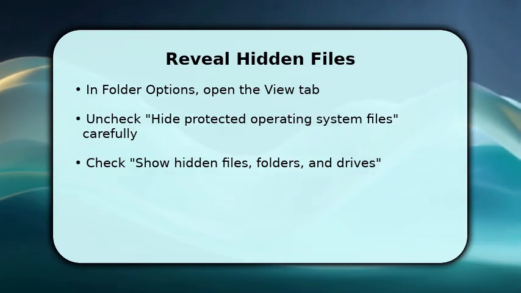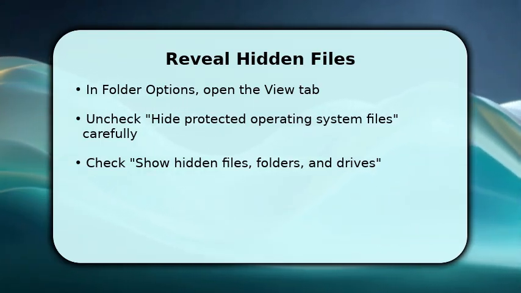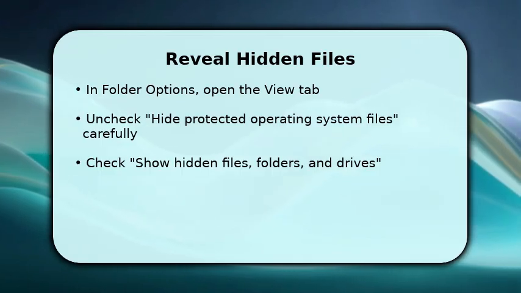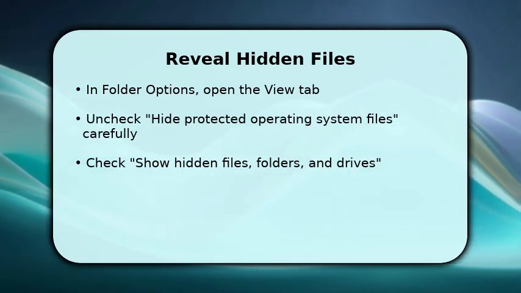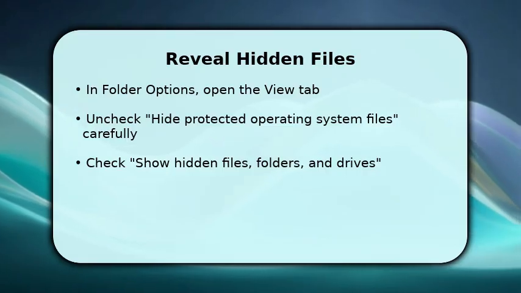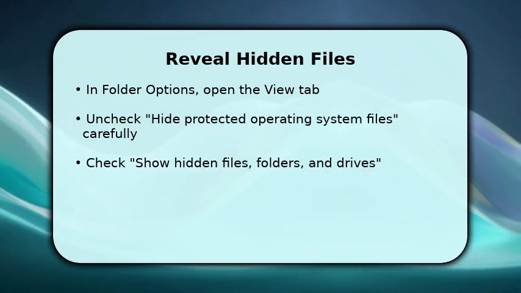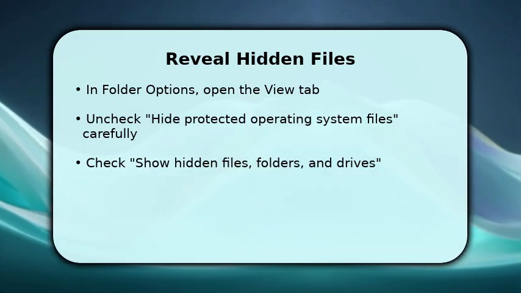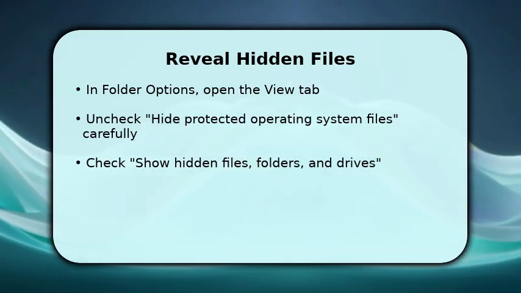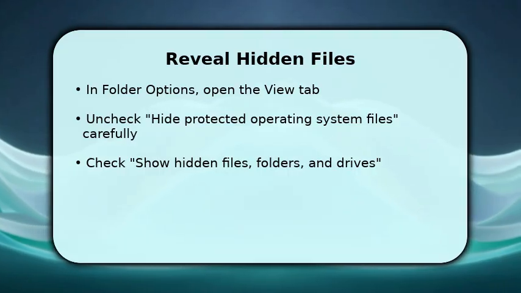If you see Hide Protected Operating System Files checked, uncheck it only if you understand the risk. Windows warns because system files can be damaged. Once done, click Apply, then OK. This exposes app data under C:/Users/your username, where most application settings live.